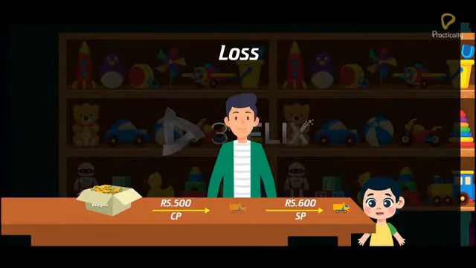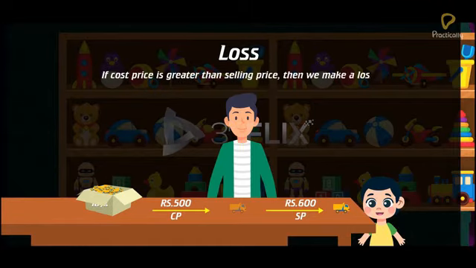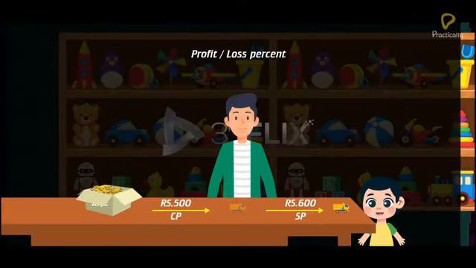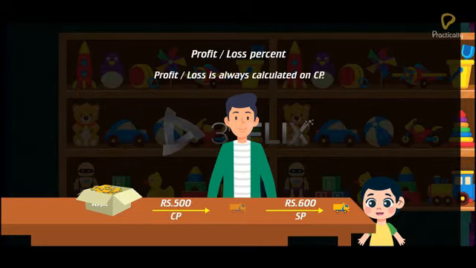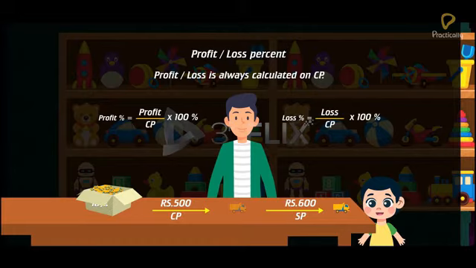Loss. If cost price is greater than selling price, then we make a loss. Loss is equal to cost price minus selling price. Profit or loss percent. Profit or loss is always calculated on the cost price. Profit percent is equal to profit by cost price into 100%. Loss percent is equal to loss by cost price into 100%.